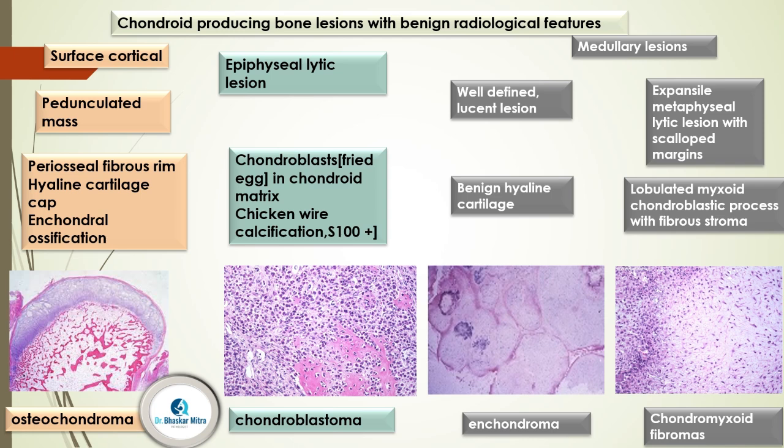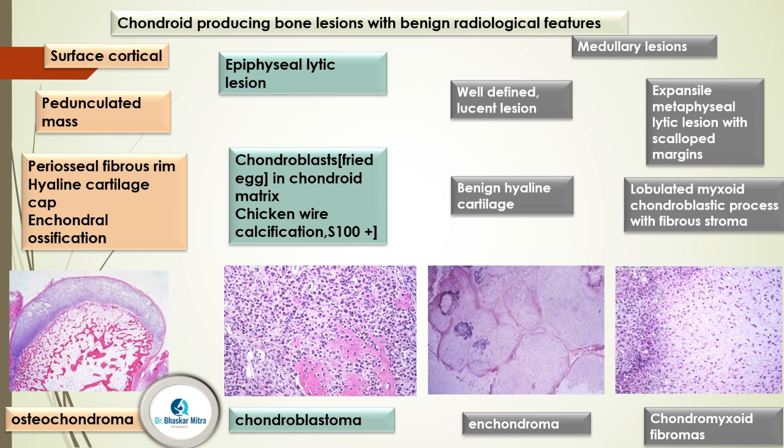Next, if it presents as a benign lesion with epiphyseal lytic areas, and we see a cellular lesion with lots of cells lying within a chondroid matrix, and radiologically there is chicken wire calcification in these tumors, then we term this chondroblastoma. It looks like a small round cell tumor throughout, and on immunohistochemistry these tumors are usually S100 positive.